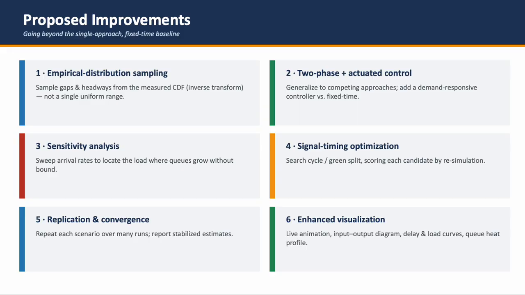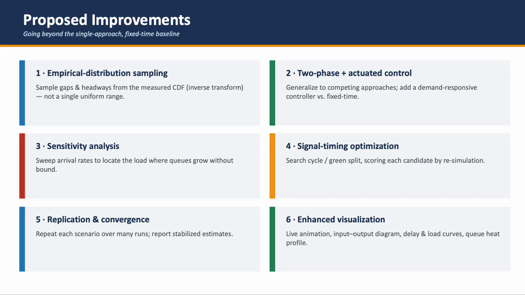First, instead of assuming arrivals are uniform, I sample inter-arrival gaps and discharge headways from the actual empirical distribution of the data using inverse transform. Second, and most impactful, I generalized to a two-phase intersection with competing approaches and added an actuated demand-responsive controller to compare against the fixed-time plan.